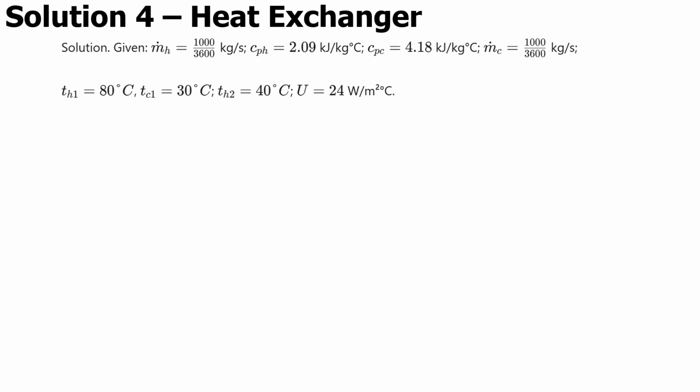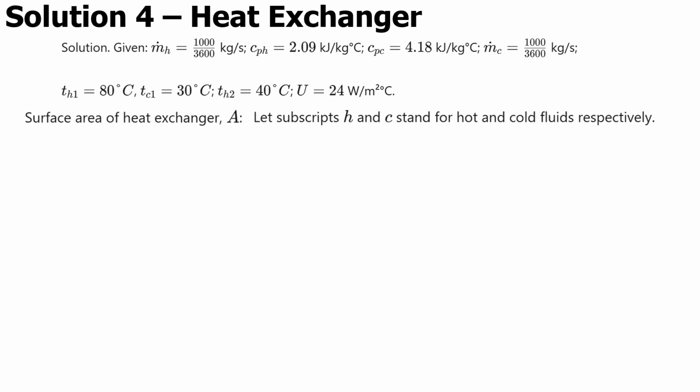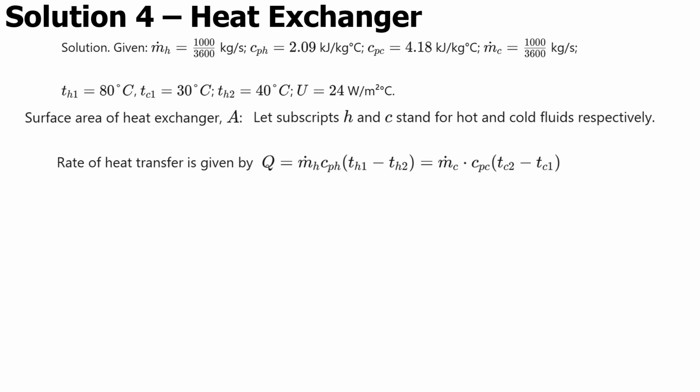So our first step is to find the outlet temperature of the cold water, TC2. Now we apply the energy balance principle that the heat lost by the hot fluid equals the heat gained by the cold fluid. So mH dot times CPH times (TH1 minus TH2) equals mC dot times CPC times (TC2 minus TC1). So substituting the values and solving this equation, we find that TC2 is equal to 50 degrees Celsius.